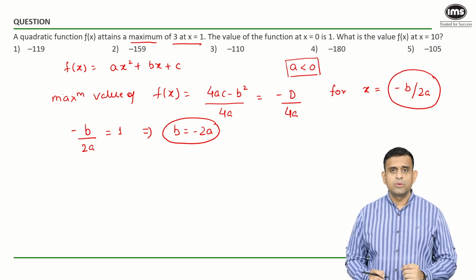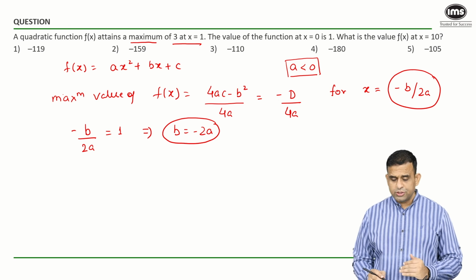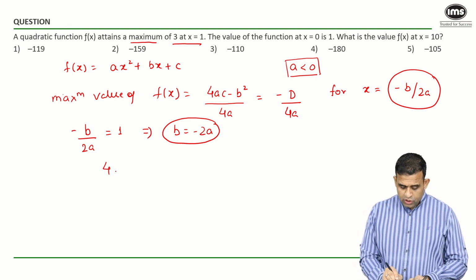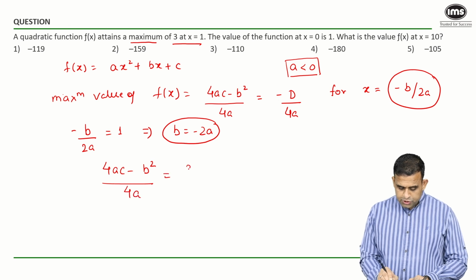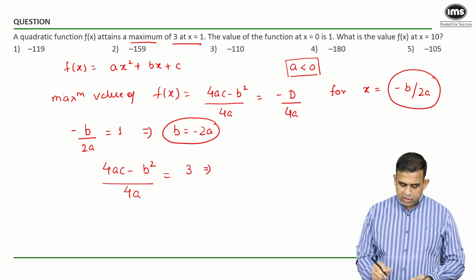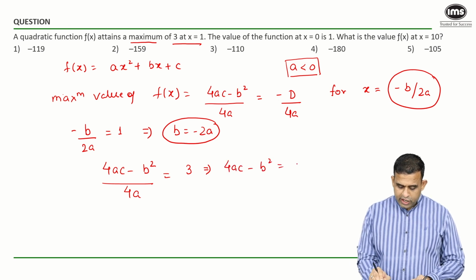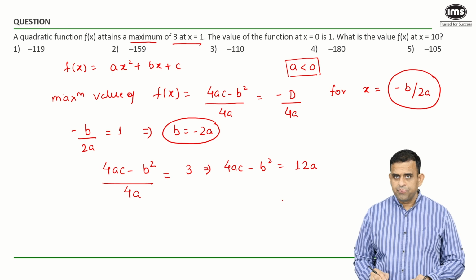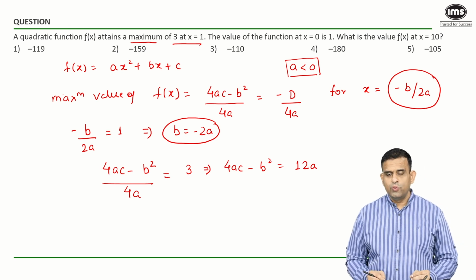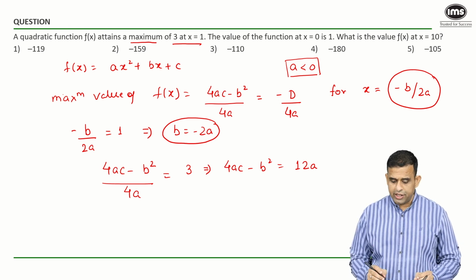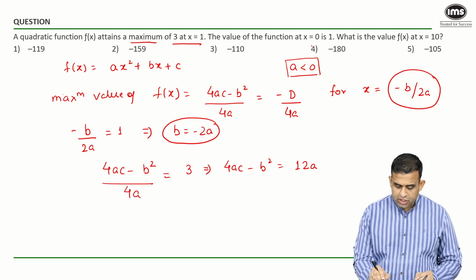3 is equal to nothing but, one can say, (4ac minus b square) upon 4a. So (4ac minus b square) upon 4a is equal to 3. Now you cross multiply. If I cross multiply, one will get 4ac minus b square to be equal to 12a. Now also understand one thing over here, that since a is going to be negative, and they have given you the function value at x equal to 0 is 1.